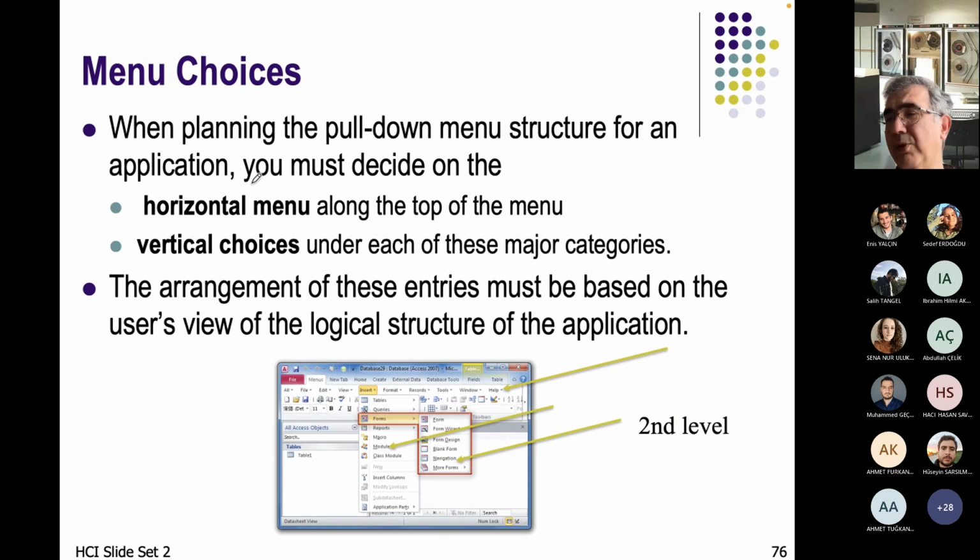When planning a pull-down menu structure for an application, we should decide on horizontal menu and vertical choices. The arrangement of these entries comes from the task analysis. It is the user's view of the logical structure of the application, what the user thinks. If it is a banking application, a bank employee is going to use it, so what she or he thinks is important. The level of the menu: this is the first level, and this is the second level menu.